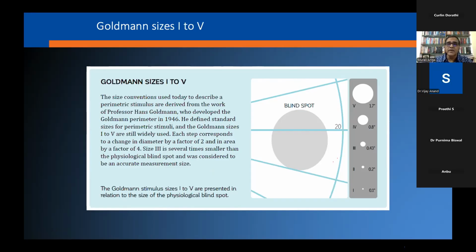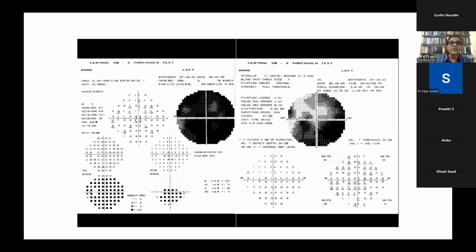By default strategy, all perimeters use the size 3 Goldmann. Occasionally, you can use a size 5 in the Humphrey when you want to look at an advanced field like this. You will find the field on the left side, 30-2, is giving us no useful information with a completely black area here. So when you get this kind of information with the size 3 stimulus, you can go in and test the same field with the size 5, and you get a little more information on what is going on in the visual field of the patient. This is useful to know what is going on.